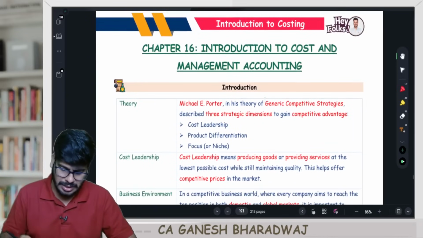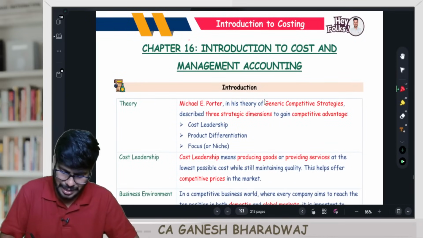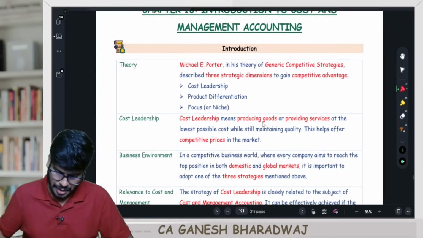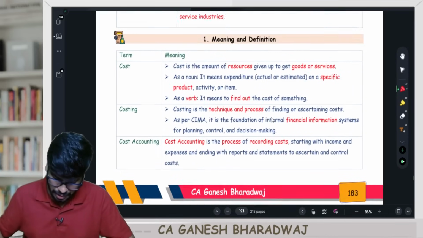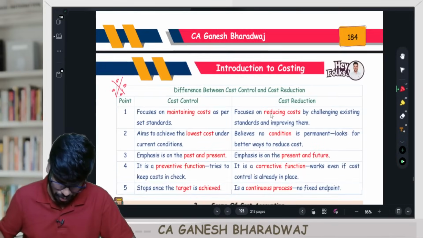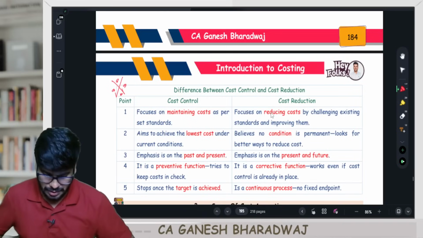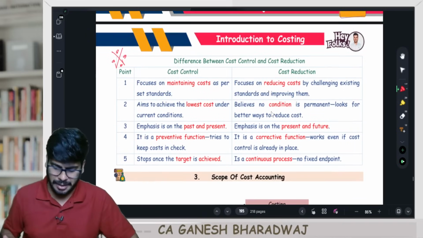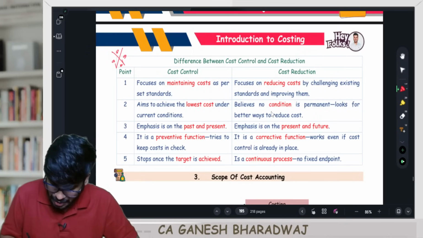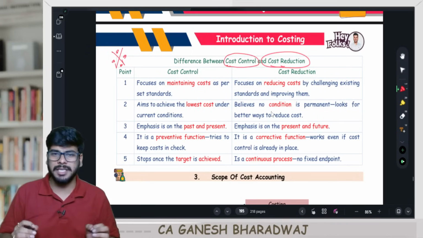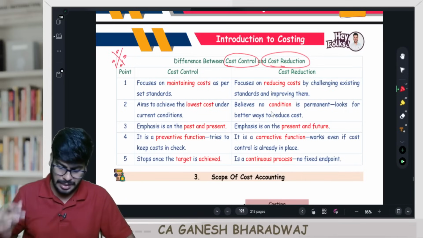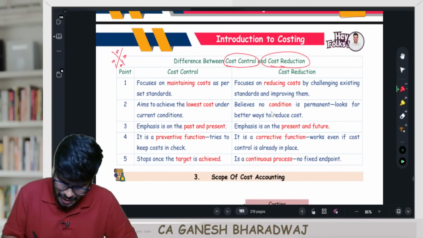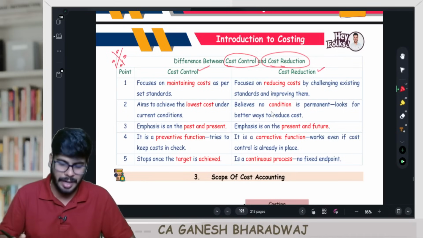As per our concept decoder book, I've kept it as the last chapter for theory separately. Now, in this, certain concepts are pretty important from a theoretical viewpoint. So, the first theory segment that we are going to look at is the difference between cost control and cost reduction. This is one popular theory question in your examination. Now, what is the difference between cost control and cost reduction?